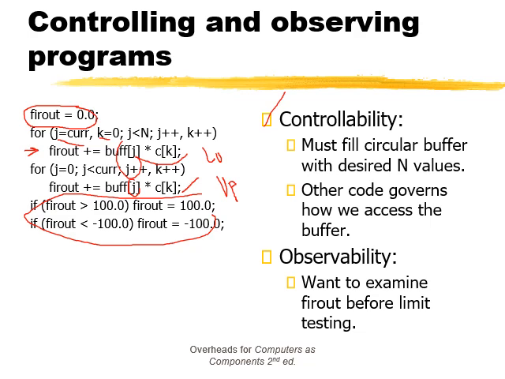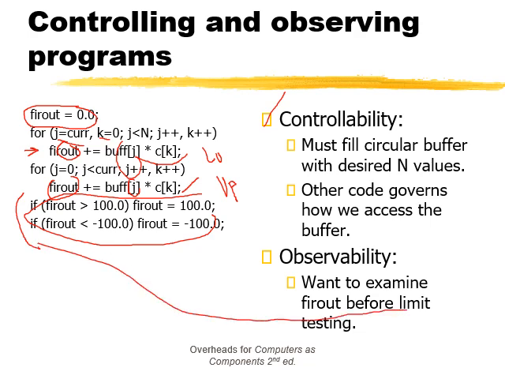Although there are many sets of values that will work, it will still take time for us to properly set up this filter output for each test. Now this code also illustrates observability. As we told you, with observability we want to examine the FIR out before limiting tests. So we want to examine this FIR out and this FIR out, and these are limiting.